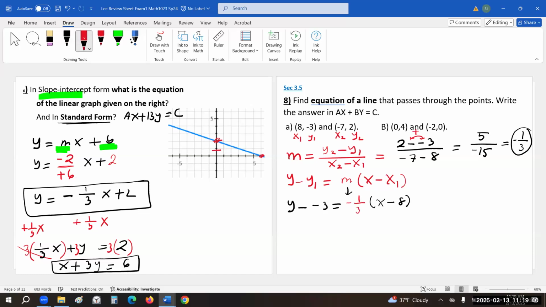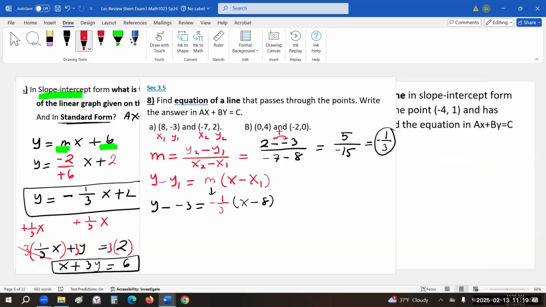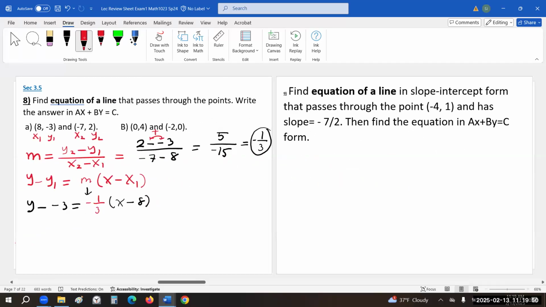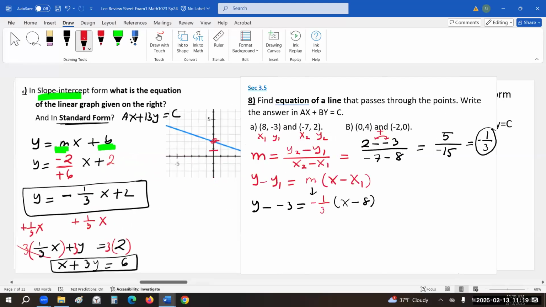Now that goes here, negative 1/3. So when they do not give us a slope, we need to find the slope first. But if they give us the slope, for example, here, we don't have to find it, we just substitute everything into the function. Okay.